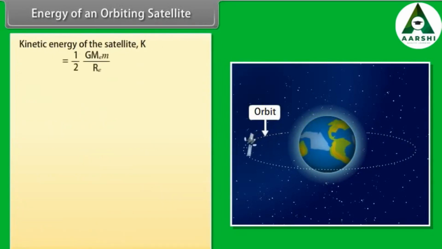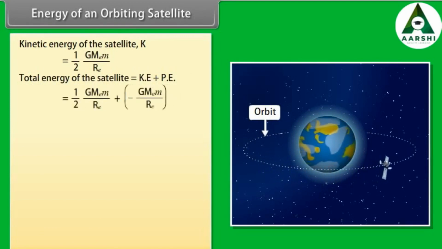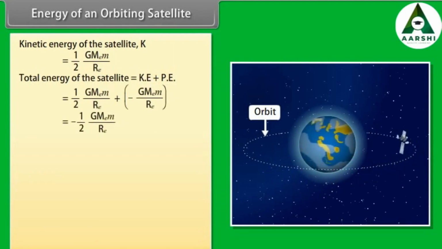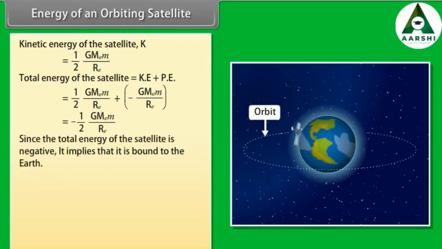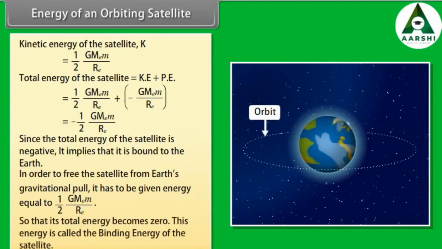Kinetic energy of the satellite K. Total energy of the satellite is equal to kinetic energy plus potential energy. On calculating, we get total energy = -1/2 GM_E m / R_E. Since the total energy of the satellite is negative, it implies that it is bound to the Earth. In order to free the satellite from Earth's gravitational pull, it has to be given energy equal to 1/2 GM_E m / R_E, so that its total energy becomes 0. This energy is called the binding energy of the satellite.